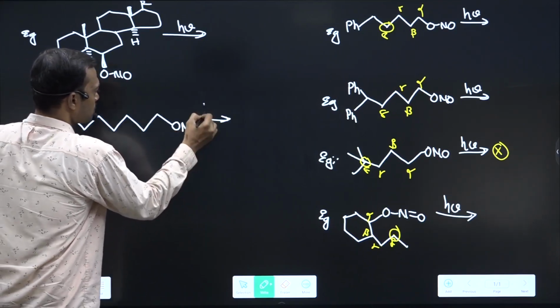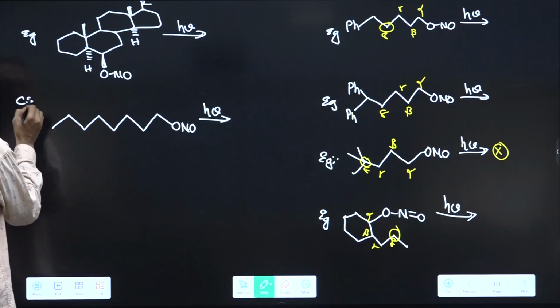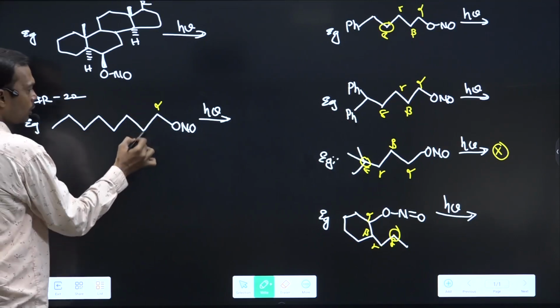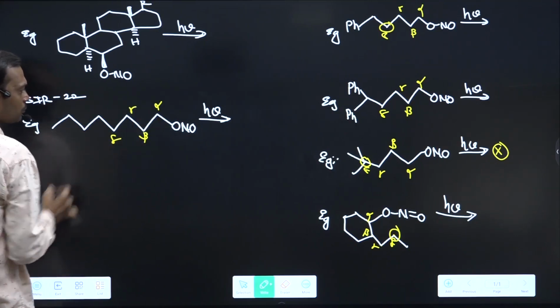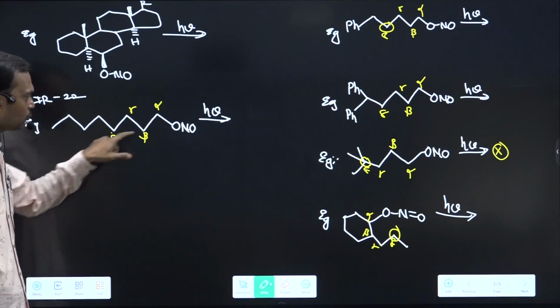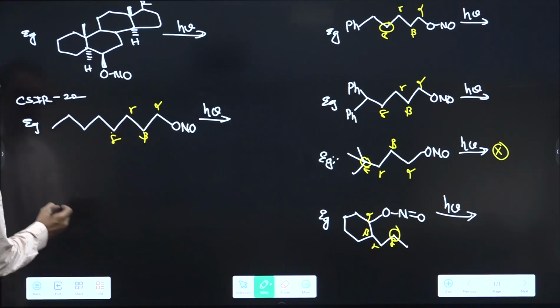This is a simple question given in CSIR. This is a straight chain, given 2 years before, in the 2022 CSIR examination. Only one Barton reaction is there: alpha, beta, gamma, delta. On the fourth carbon, just remove 2 hydrogens and put double bond NOH. Here double bond NOH. That is the answer.